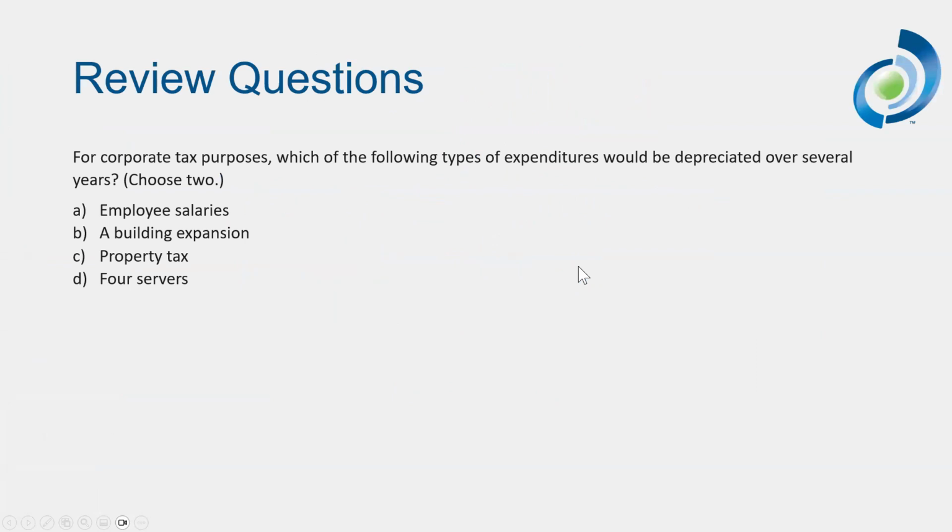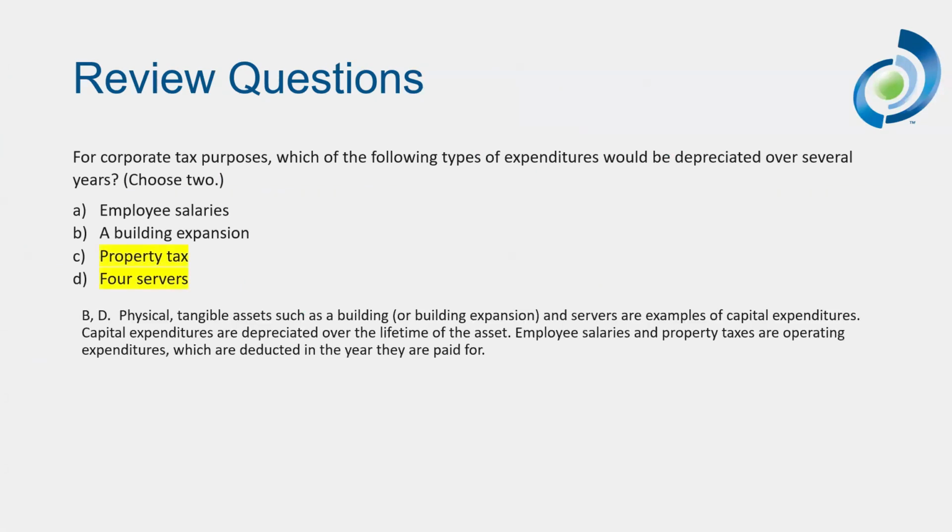So here's the thing that I added. Right here, for corporate tax purposes, which of the following types of expenditures would be depreciated over several years? It says choose two. So we know this, it's property tax and 4 servers. Now when I hit enter, it highlights property tax and 4 servers, but I also added in this line to tell you why that's the answer.